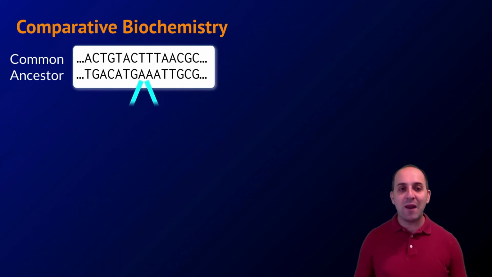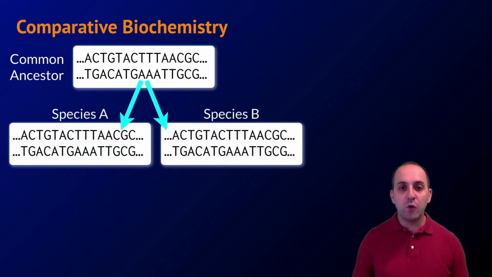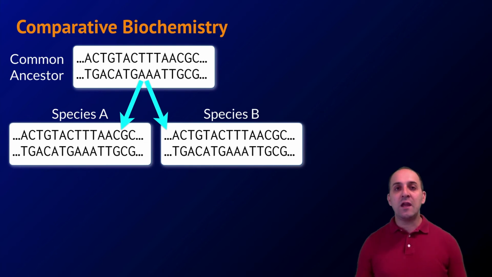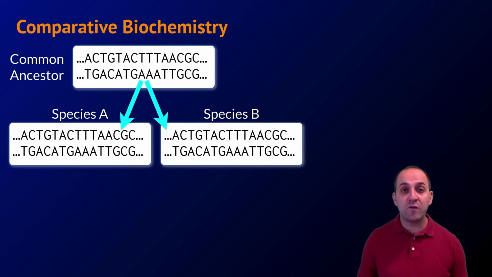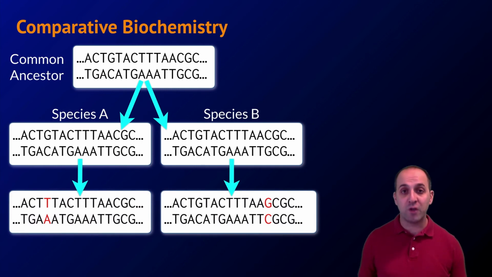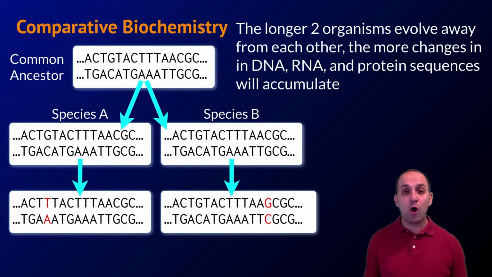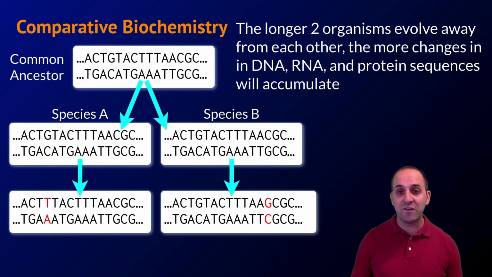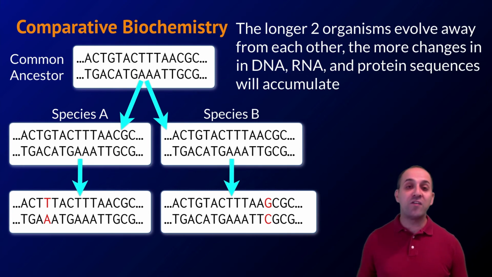If we consider a common ancestor diverging into two different species, initially any particular DNA sequence between those two species will be largely identical. However, over time, those sequences will start to accumulate changes as those species evolve away from each other. The bottom line for this is that the longer two organisms are evolving away from each other, the more changes we'll see in their DNA sequences, their RNA sequences, and their protein sequences. The more similar these sequences are between any two organisms, the more closely related they are to each other.